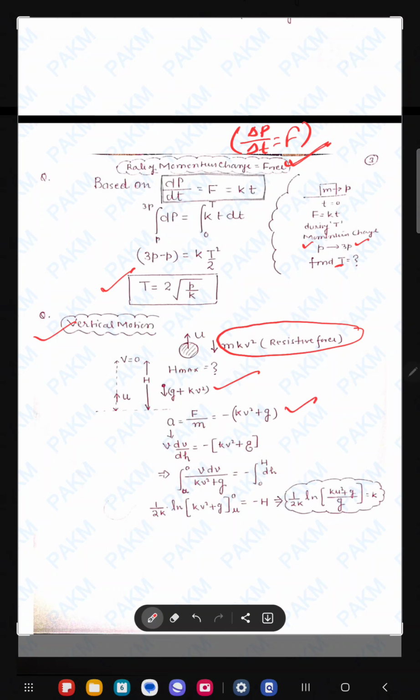Now in place of a, write v dv over dh. Fine. Then separate the variables and integrate, 0 to h and u to 0. This is u to 0. So once you do the basic integration, we will get the answer in log form.